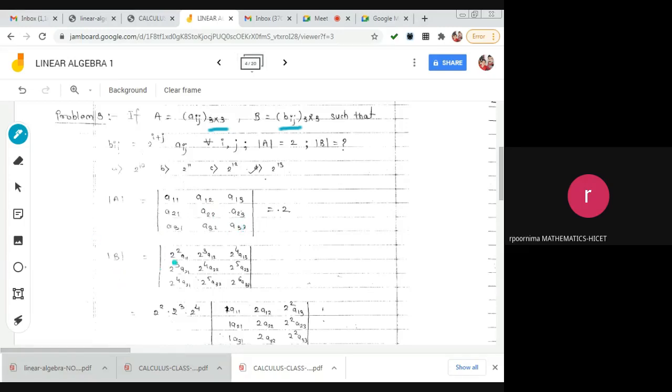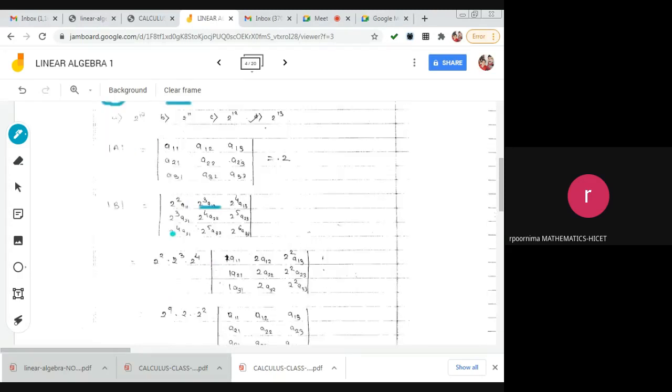Next, determinant B. It is given 2 to the power i plus j into Aij. So the Bij can be defined as 2 to the power i plus j into Aij. That means for A11, 2 to the power 1 plus 1 into A11. That is the first entry of your matrix B. Similarly, for the second term you will get 2 to the power 1 plus 2, so 2 cube into A12. Next it is 1, 3, no? So 2 to the power 1 plus 3, 2 to the power 4 into A13. Like that, we are just defining our second row and third row.